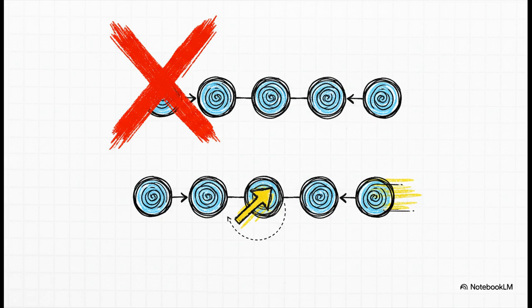A branch isn't some big, clunky copy of your work. It's just a tiny, lightweight, movable label that points to a specific commit. And that's it. This is exactly why creating and switching between branches in Git is mind-blowingly fast. You're not copying thousands of files. You're just moving a little pointer around.